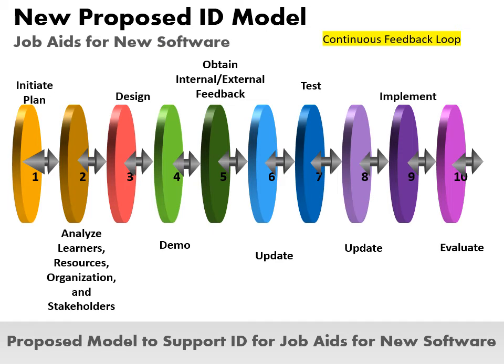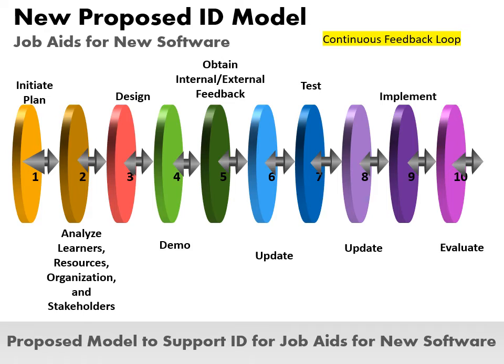Although there are many models already on the landscape, so to speak, I want to introduce to you yet one more. This is a newly proposed ID model. It would be used for job aids for new software. The reason I say it's a proposed model is because it combines parts, as you recognize here, from the ADDIE model. It also combines quite a bit from the Agile model, and it does begin with the end in mind, although the graphic may not clearly depict that.